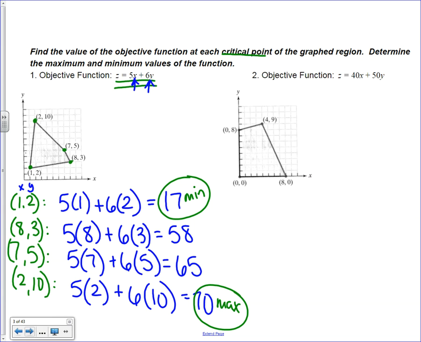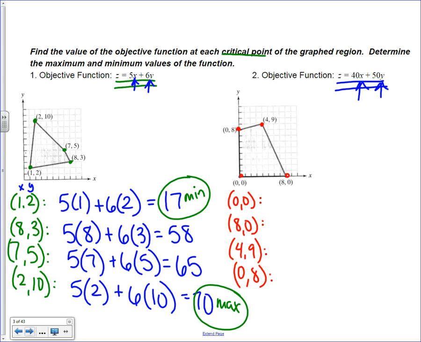All right, let's try it again. I got another quadrilateral over here, and again, my critical numbers are just the corners of this figure. So I have (0, 0), I have (8, 0), (4, 9), and (0, 8). So we're going to take these and we're going to plug them into your objective function for the x and for the y. So this will be 40 times 0 plus 50 times 0, and that of course is 0.